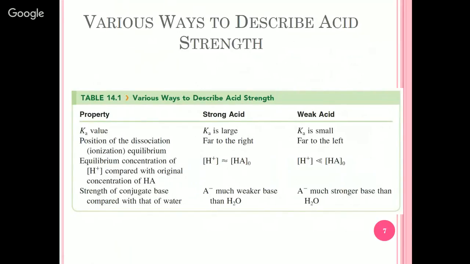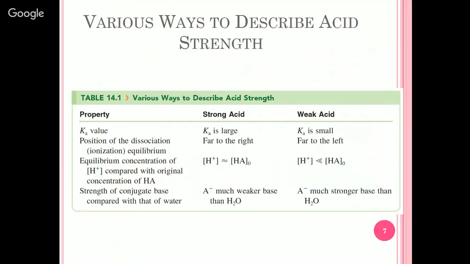So here's a couple different ways just to look at the differences between strong acids and weak acids. First of all, we can compare the Ka values. Ka for strong acids tend towards the product side. Ka for weak acids tend towards the reactant side. So where does the equilibrium lie? Far to the right if you're a strong acid, far to the left if you're a weak acid.